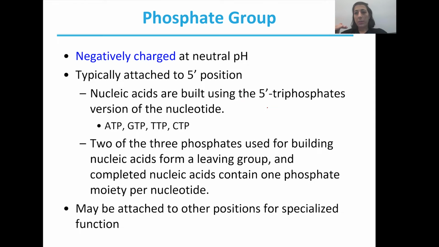So let's talk a little bit about each of those groups on a nucleotide. The phosphate group, which again is attached to the 5th carbon, is negatively charged at a neutral pH. And you saw it previously. Our phosphates are usually drawn as such. So here's the oxygen that's attached to our sugar molecule.